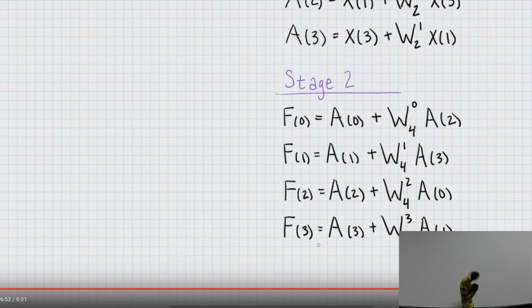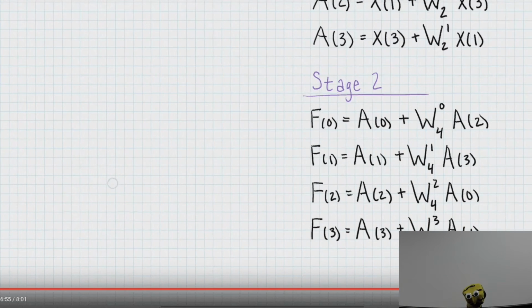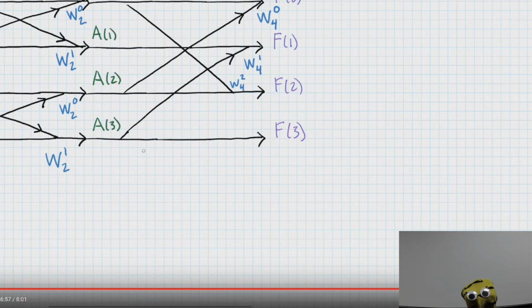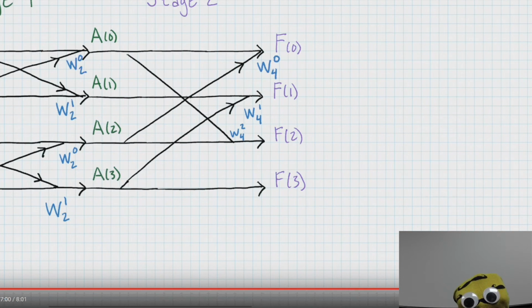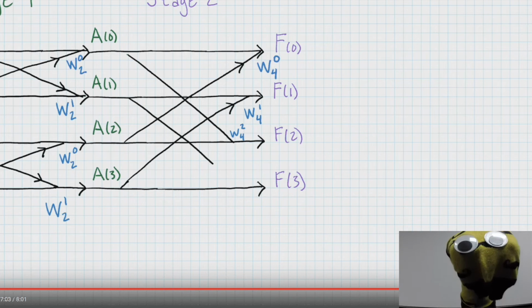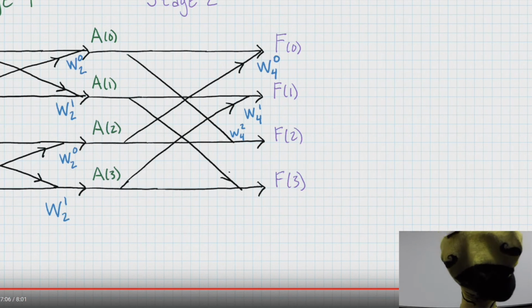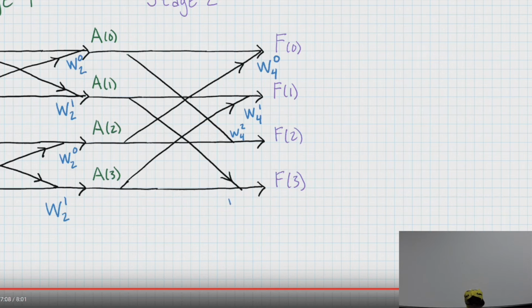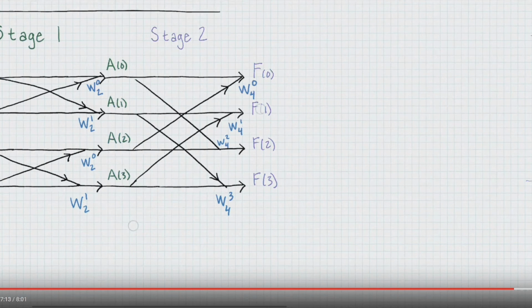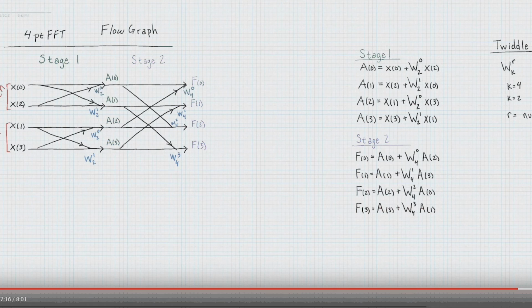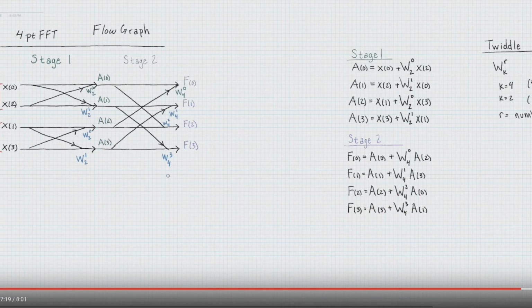And for f of 3, the straight mapping of A of 3 plus the twiddle factor multiplied by A of 1. Start up here at A of 1, drop our line down to our f of 3, putting in our arrowhead, multiplying by the twiddle factor. Okay guys, so this is how a 4-point flow graph will look for an FFT using a summation algorithm of radix 2.